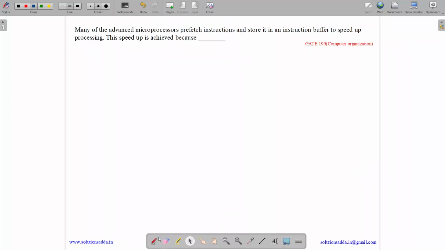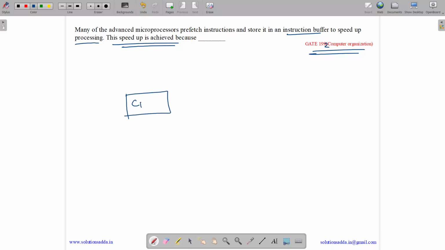This question belongs to the subject computer organization and was asked in GATE 1992. So the question states, many of the advanced microprocessors prefetch instructions and store them in an instruction buffer to speed up processing. This speed up is achieved because, okay. So let me tell you the scenario.